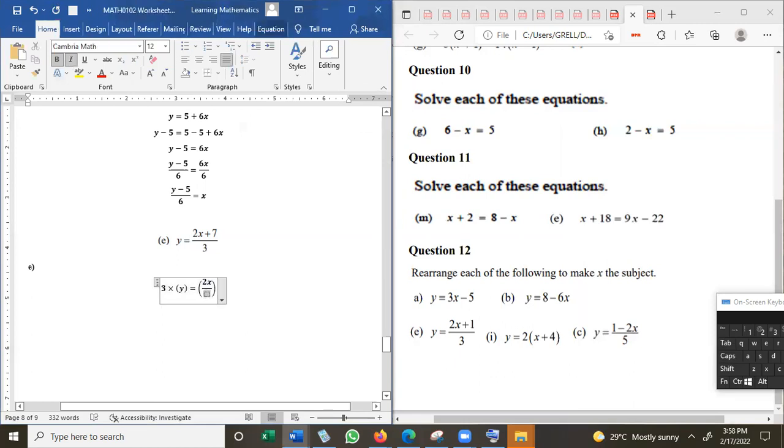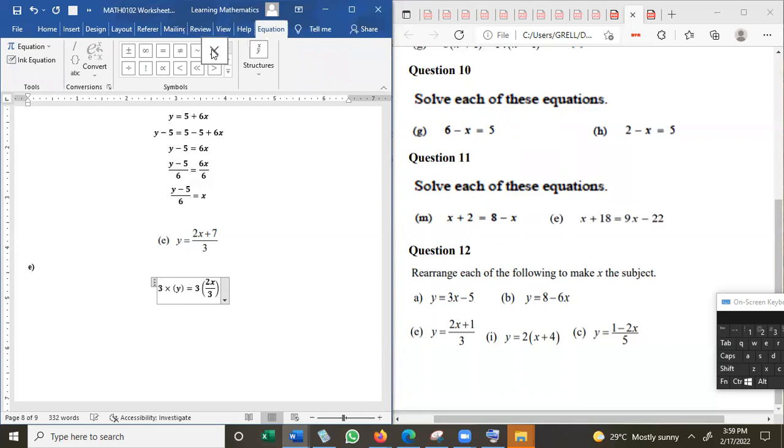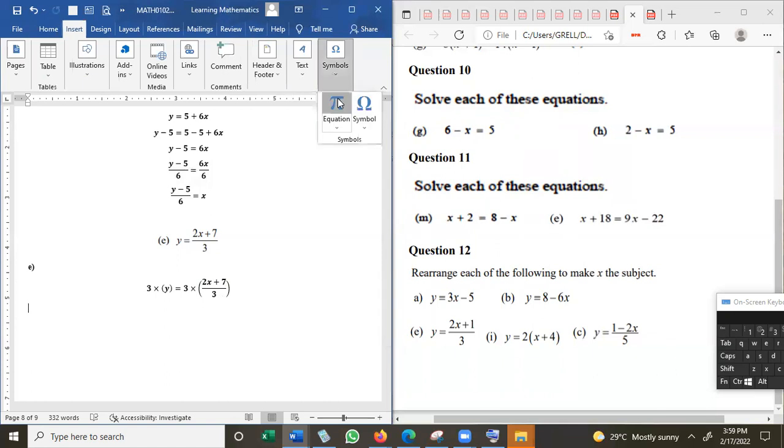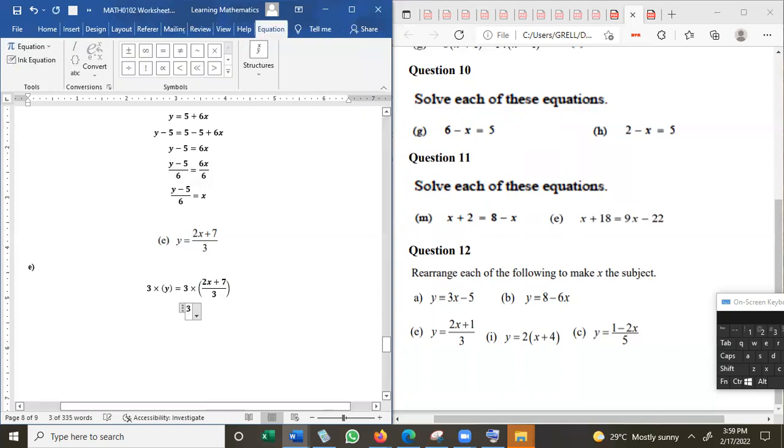So what you do on the right, you do on the left. And that will cancel out the 3 that is below the 2x plus 7. So multiplying by 3 is going to cancel out that 3 beneath there. And what we're going to have now is 3y on the left side, equal to 2x plus 7.